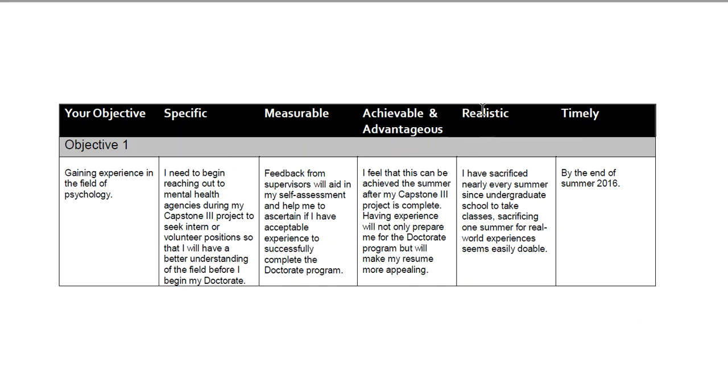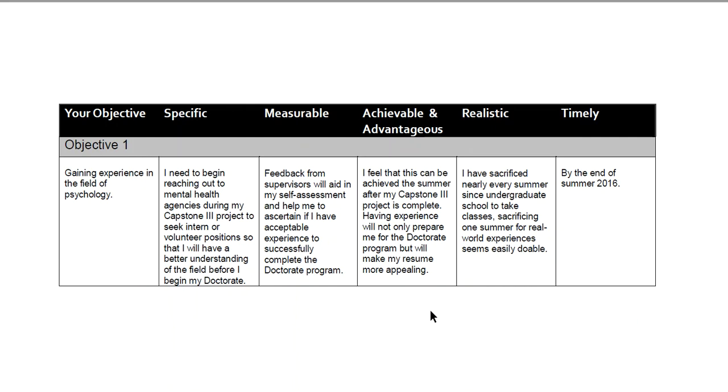And again, these may seem similar, but achievable and advantageous. What makes it achievable, and how will it be advantageous to you? So obviously this person wants to go on and get a doctorate in psychology. So yes, this is going to be very advantageous for her or him, and it's achievable if this person decides to complete some of this Capstone 3 field work.